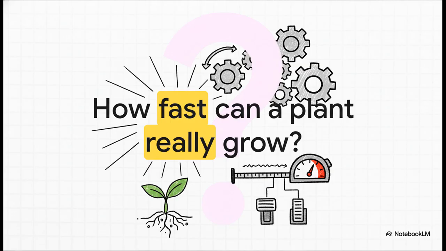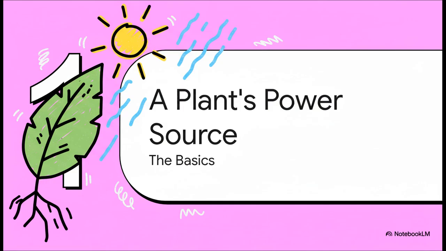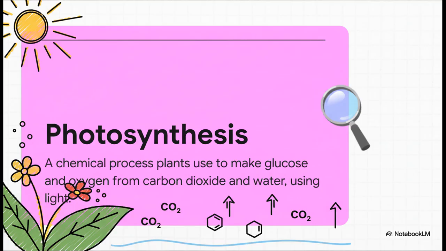Let's find out. To figure out that speed limit, we've got to pop the hood and look at the engine. And for a plant, that engine is the absolutely incredible process of photosynthesis. At its core, photosynthesis is just this beautiful piece of chemical engineering. It's how plants and algae whip up their own food, a sugar called glucose. They are literally turning sunlight into life. And as a little bonus, they produce the oxygen that you and I need to breathe. It is, no exaggeration, the foundation for almost all life on this planet.